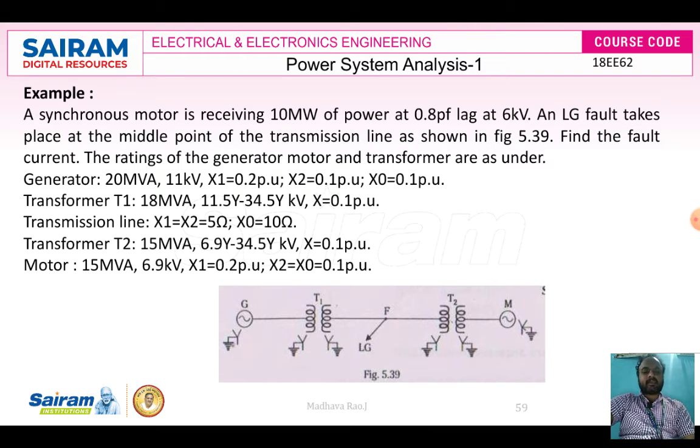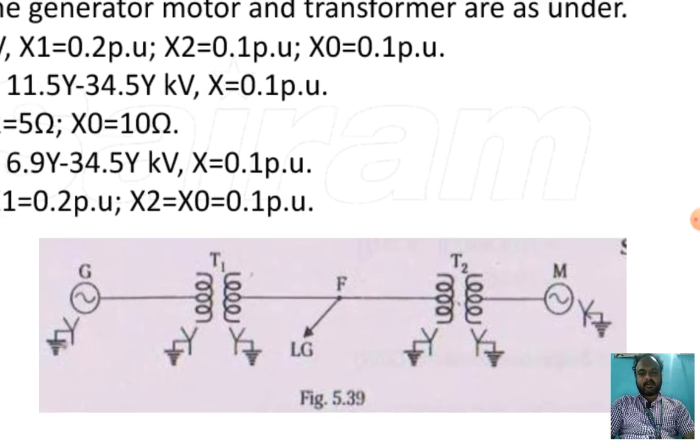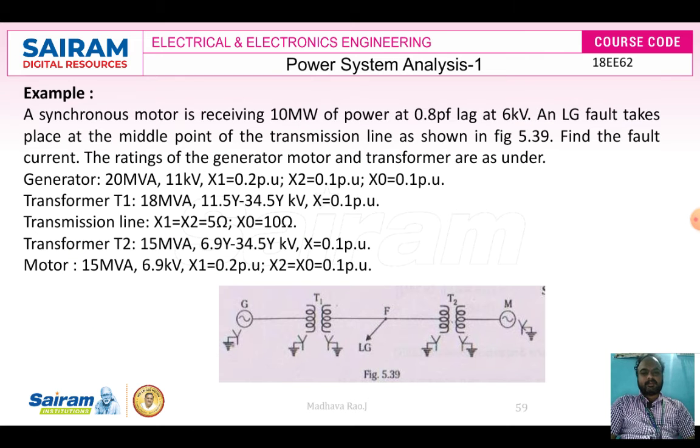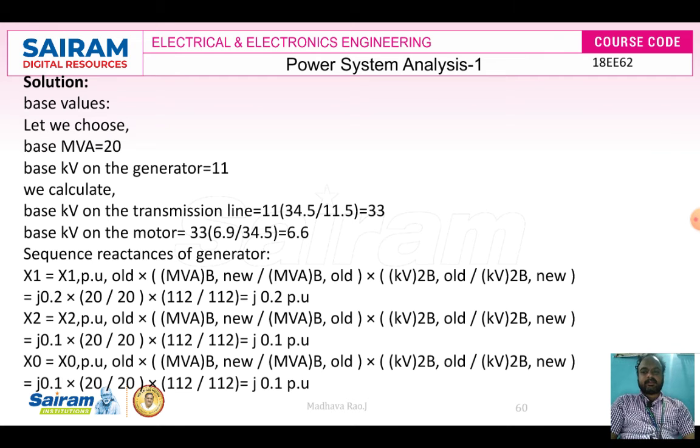The LG fault occurs between transformer 1 and transformer 2, so here we can see where the fault occurs. First we will assume the base values. Base value of MVA is equal to 20, and base value of kV on the generator is equal to 11. Similarly, we can calculate the base values of the transmission line and motor.